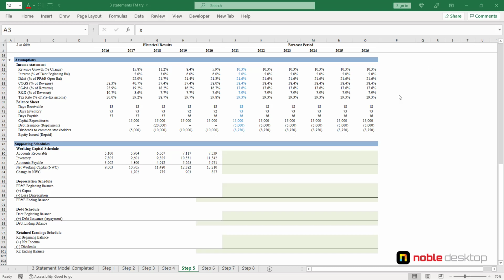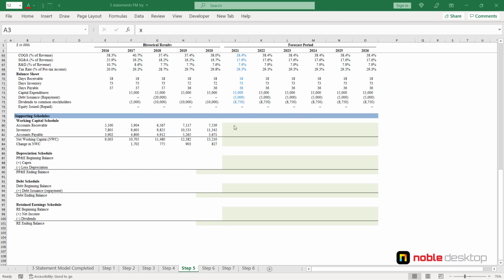In the previous video, we just completed historical and forecasted assumptions, and now we're getting into finishing supporting schedules for working capital, depreciation, debt schedule, and retained earnings schedule. So let's start with the working capital schedule. Please notice that we already basically built it for historical years, and we can just take the formulas we already built and fill it to the right for all forecasted years.